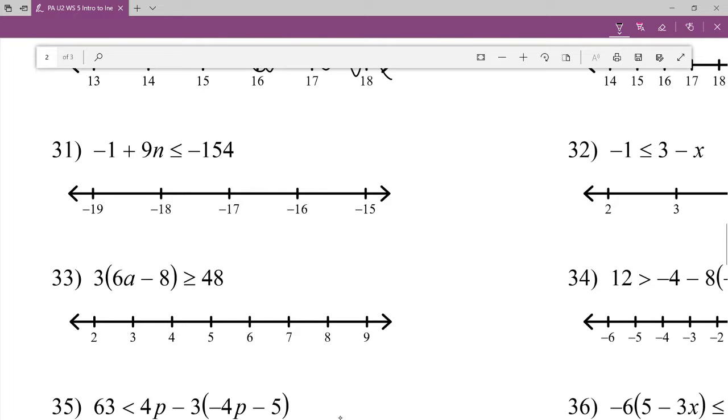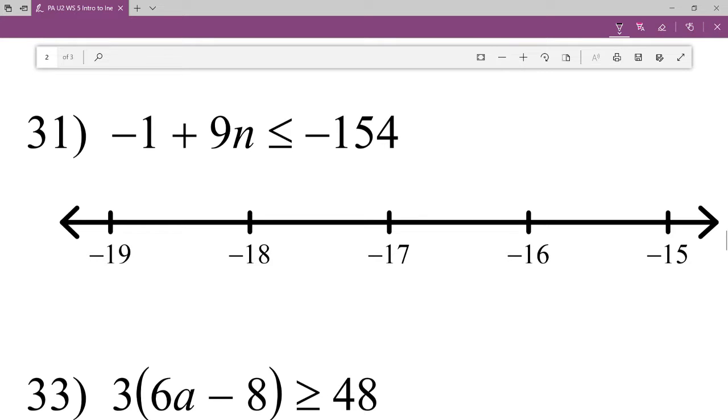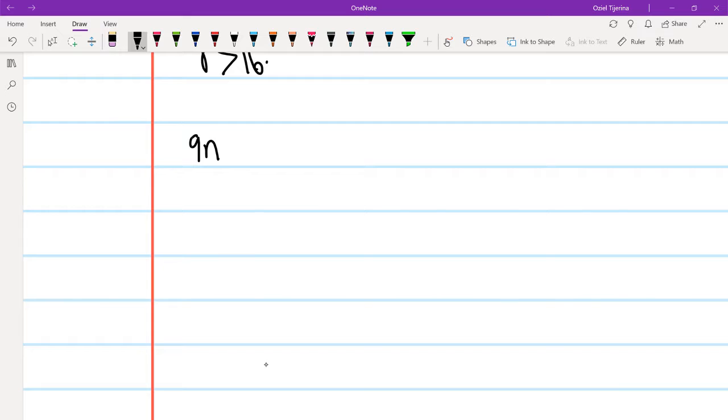And then you have this one: 9n minus 1, or negative 1 plus 9n, is greater than or equal to negative 154. My bad.